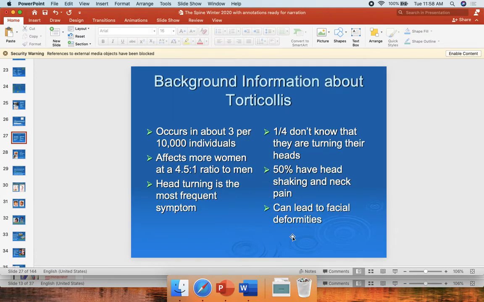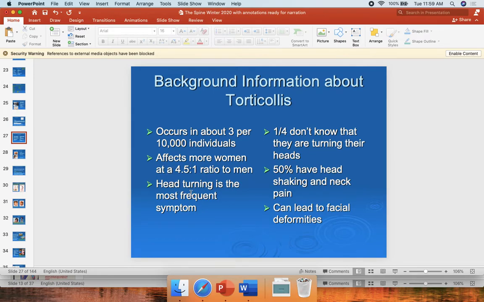So let's look at a couple of basic statistics about torticollis, and then we'll talk about some different types of torticollis that we can develop or have, and then we'll move through those. Some background: 3 in every 10,000, so that's not going to be uncommon. It's likely that you will hear of someone, if not yourself, know of someone that has to deal with torticollis at some point in their life. It affects more women.